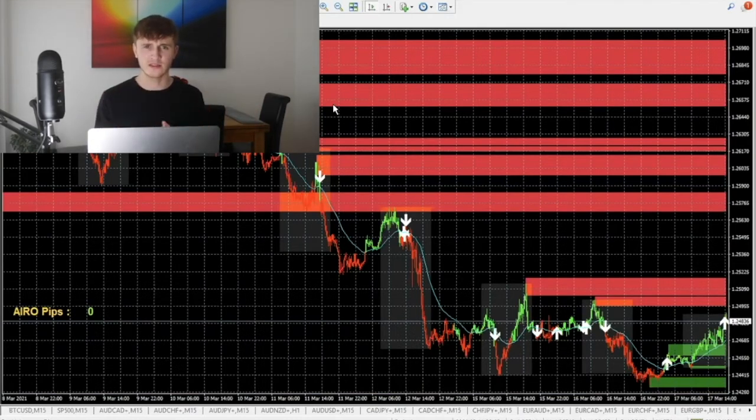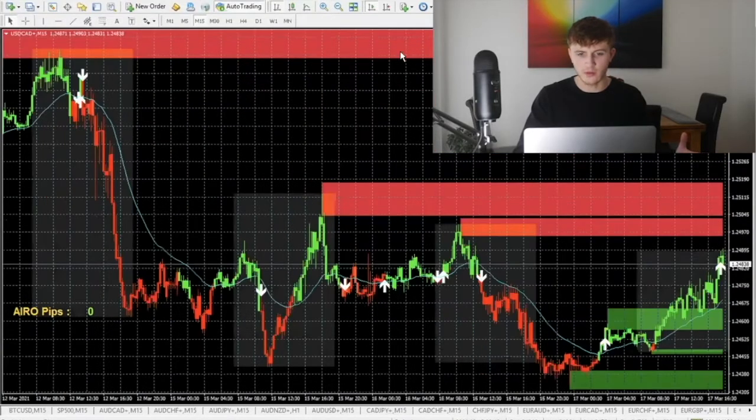There's more resistance zones than there is support zones, marked out by the different color of the zones. So another thing, Airo makes it super simple to identify the trend. I can tell you right now that using the bag strategy 1, we are only looking for sell opportunities here. So let's look at the sell opportunities over the past few days.